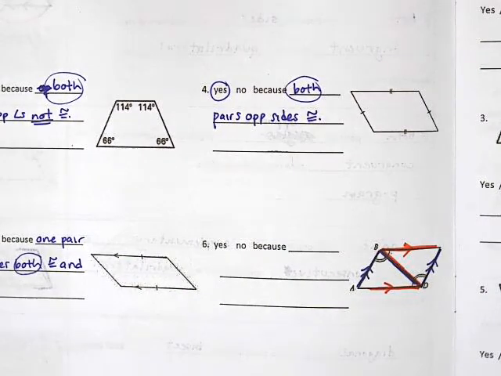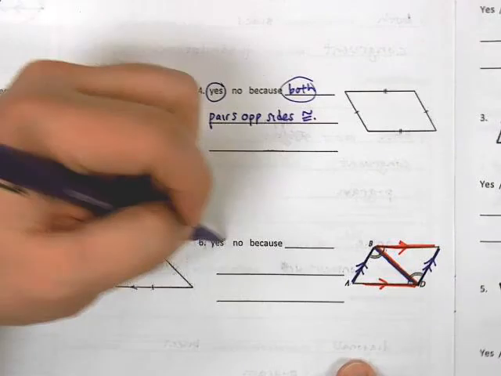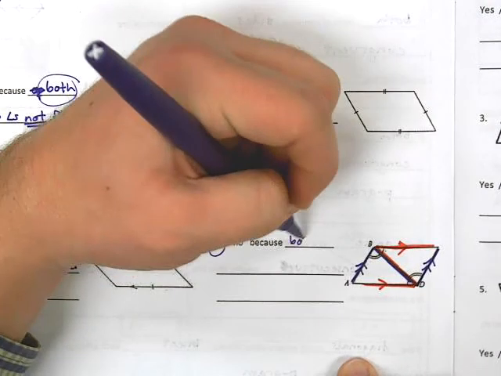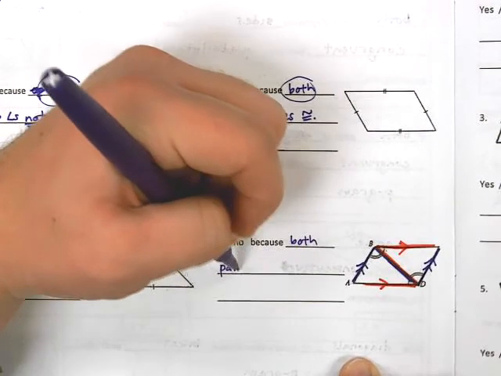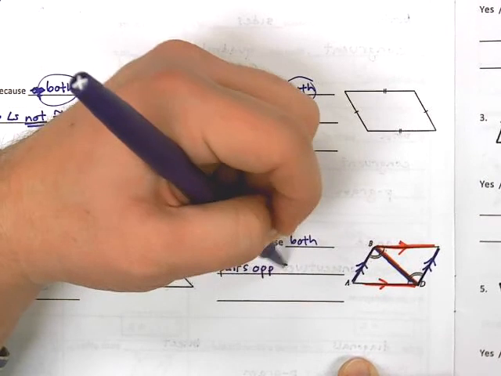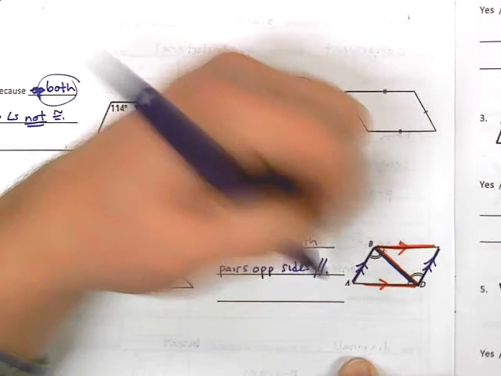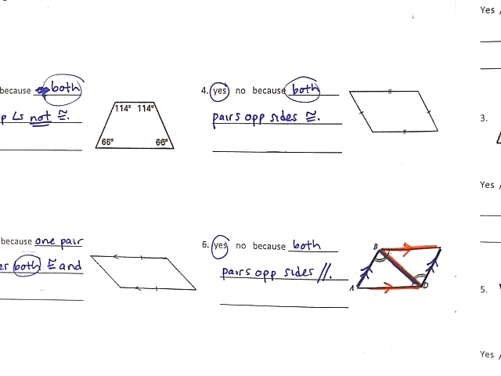And now, what would we say? What was like the definition of a parallelogram? A parallelogram is a quadrilateral with two sets of opposite sides parallel. Well, what do we have? Yes, because both pairs of opposite sides parallel. And that is that for this video, okay?